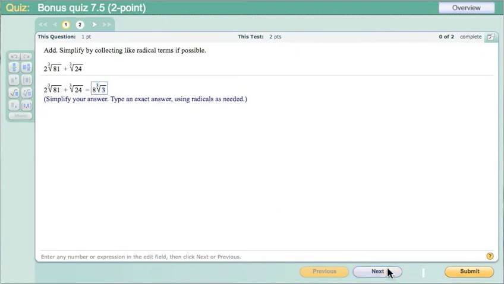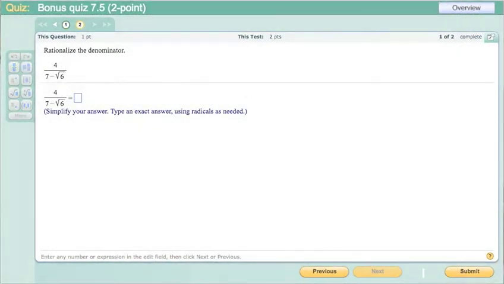And we'll move on to the next problem, which is a situation where we're going to rationalize the denominators. And this is a move that you'll see quite a bit in trigonometry and calculus.